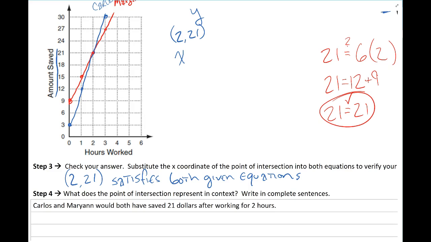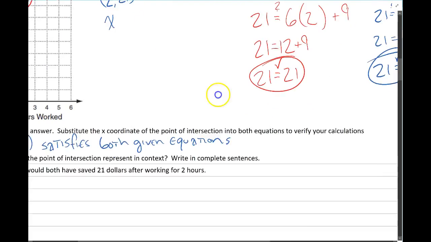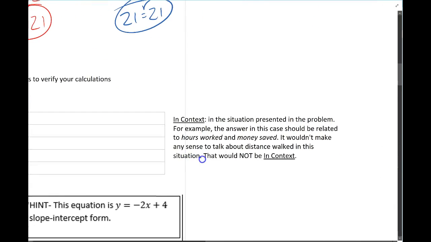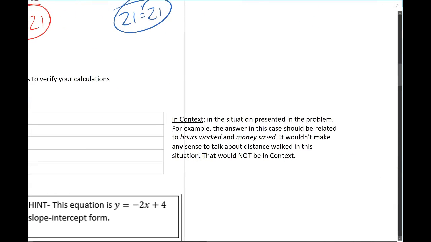That's what it represents in context. And again, something I really want to drive home is this term "in context." You're going to see this a lot, and this is something that I really want you to focus on with your students. In context means in the situation presented in the problem.